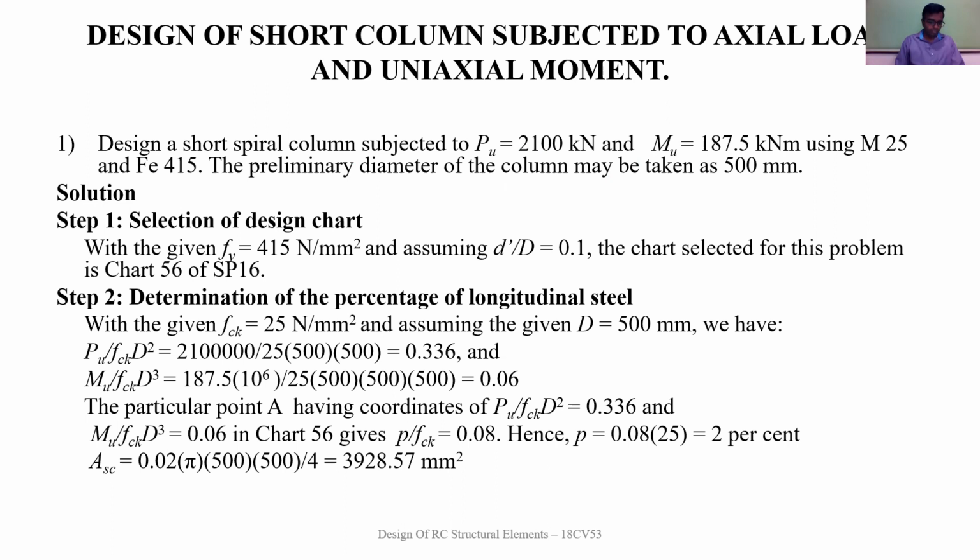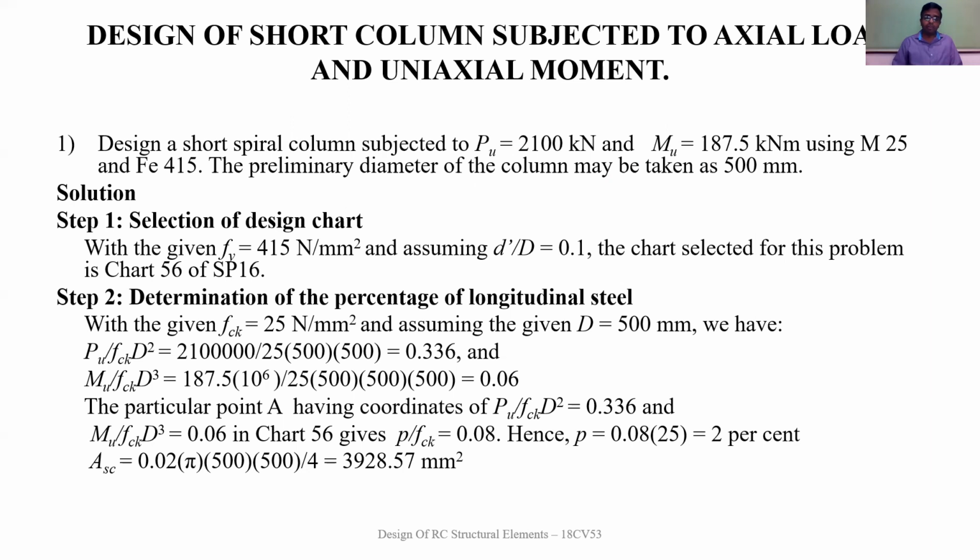Chart numbers 39 to 50 are the second set of 12 charts for rectangular columns having symmetrical longitudinal steel bars distributed equally on 4 sides for 3 grades of steel, that is Fe250, Fe415 and Fe500, and for 4 different values of d dash by D, that is 0.05, 0.1, 0.15 and 0.2.